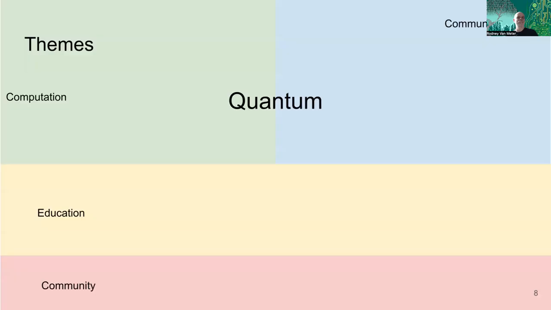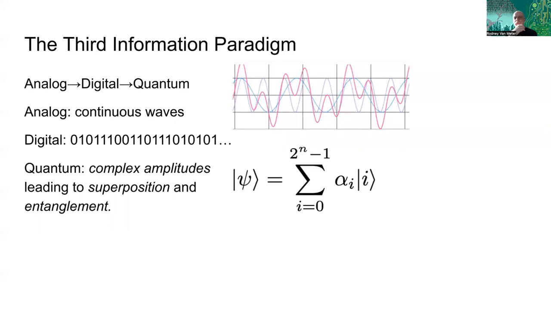So my work really falls into what I think of as four major areas: quantum computation, quantum communication, education, and community. And we'll really sort of lump those last two together. And we've got a number of projects that are going on in those areas I want to tell you about. But ultimately, all of this leads to what I call the third information paradigm.